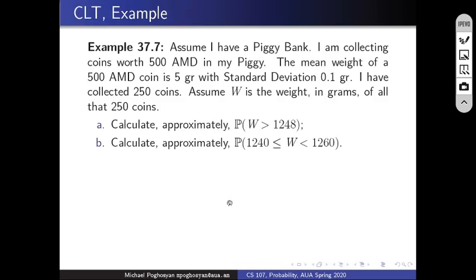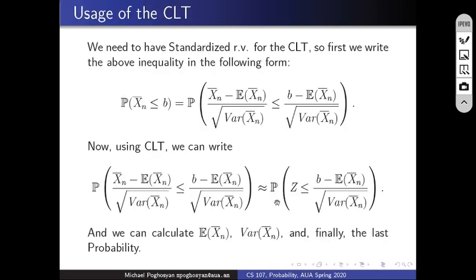So, yeah, we can calculate this, having the expected value of x1, x2, xn. We can calculate the variance. So we will calculate this, and finally we will calculate this probability because Z is standard normal. We know how to calculate this type of probability. This will be the CDF of standard normal at this point.